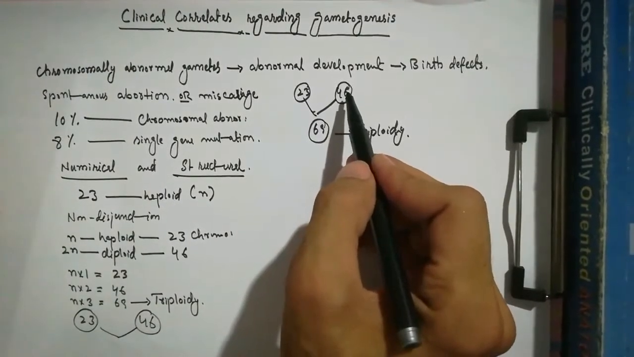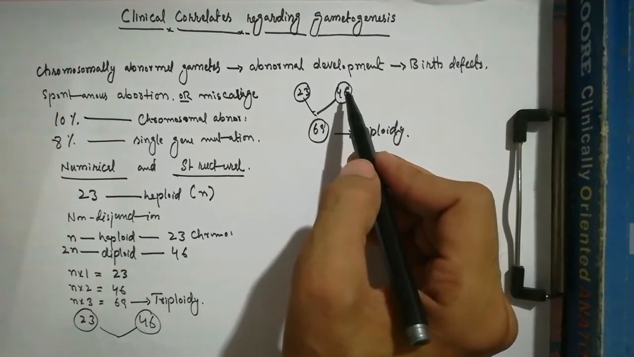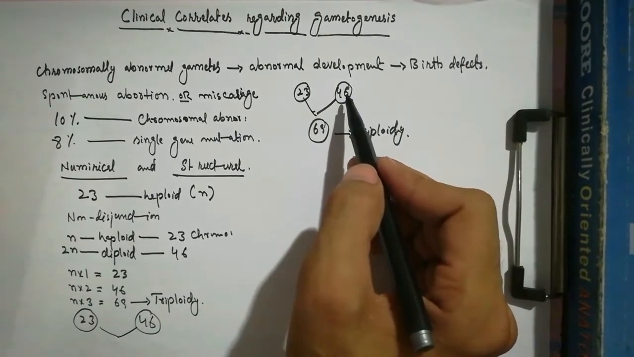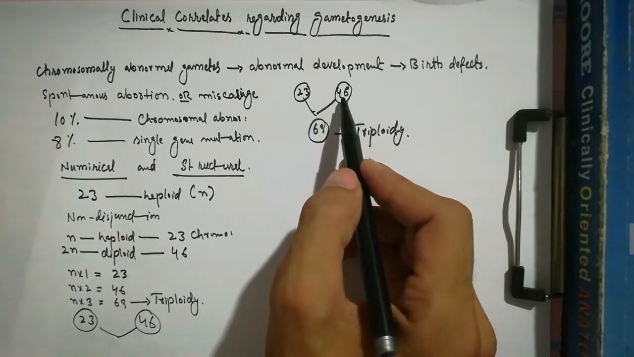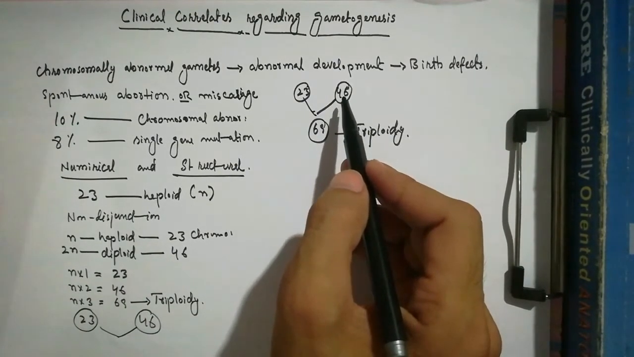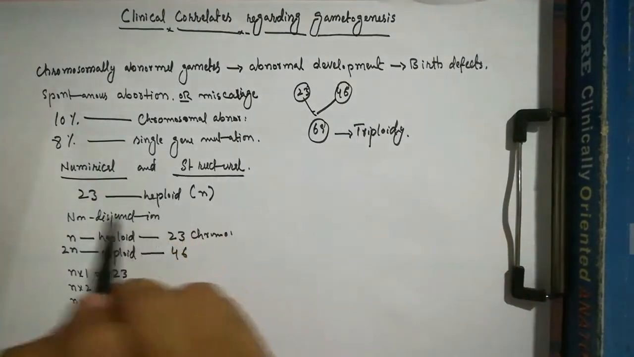The gamete with 46 chromosomes is produced when non-disjunction occurs at each pair of homologous chromosomes and all the chromosomes enter one daughter cell, and the other daughter cell receives 0 chromosomes.